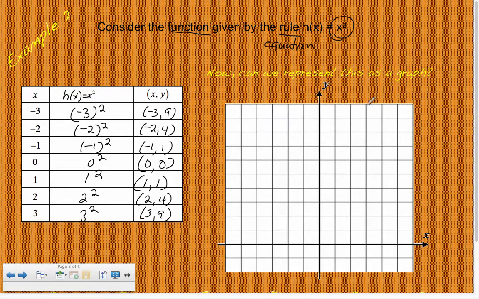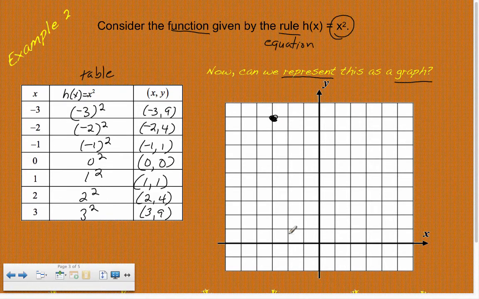So same thing. Can we represent this on a graph? We know what it's represented as an equation. We've seen its table. Now let's get a picture of it. We're humans. We like pictures. -3. 1, 2, 3, 4, 5, 6, 7, 8, 9. I'm going to put a -2 in. I'm at 4. I'm going to put a -1 in. I'm at 1. 0, 0. I'm going to put a 1 in. I'm at 1. When I put a 2 in, I'm at 4. When I put a 3 in, I'm at 9.